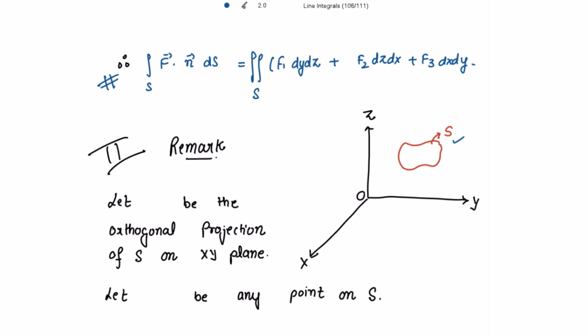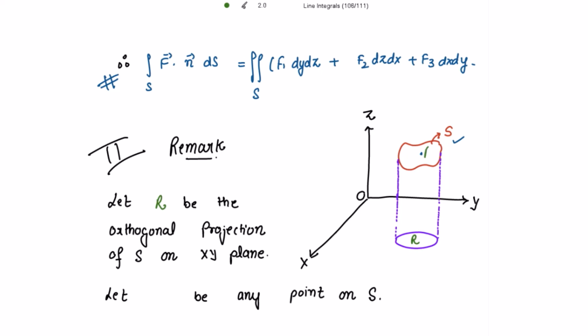Either xy, yz or xz, right? Okay, so let me take the projection on the xy plane first. This is possible if any line perpendicular to the coordinate plane that is chosen, suppose xy, meets the surface S in not more than one point. So let R be the orthogonal projection of S on the xy plane, right?